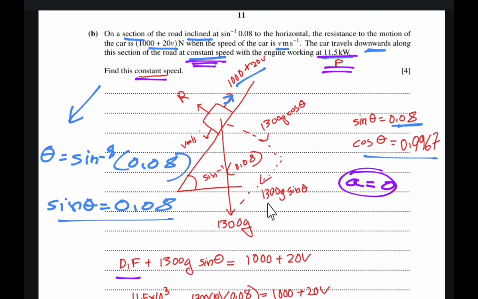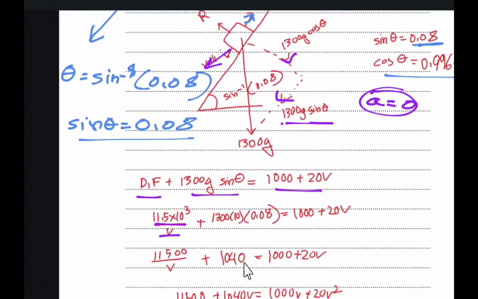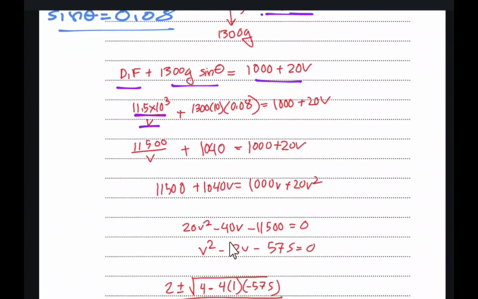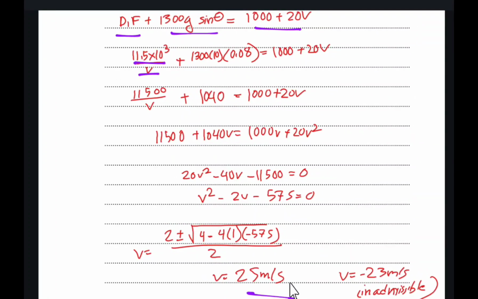So after calculating the horizontal and the vertical components of forces, the driving force DF plus the downward component of weight is equal to the upward force. The only upward force acting on the particle is the resistive force, and we have been given the value of the resistive force. So after calculating, we need to find the constant speed. The constant speed comes to be 25 meter per second as our final answer, and we also get another answer, negative 23.